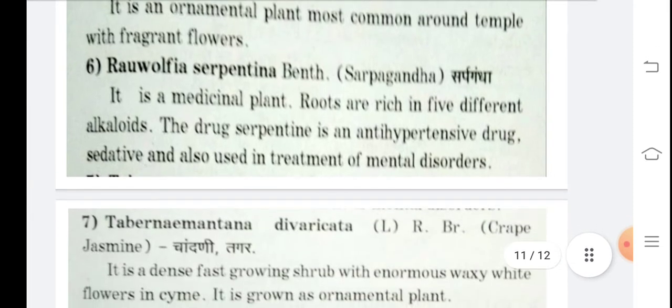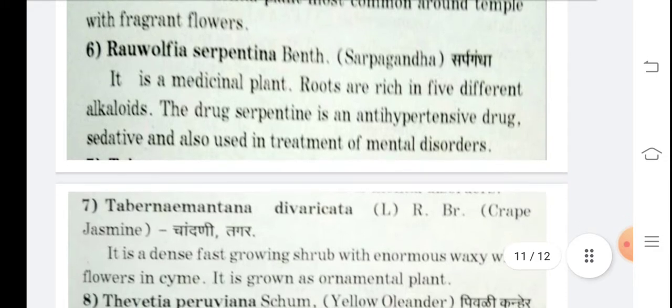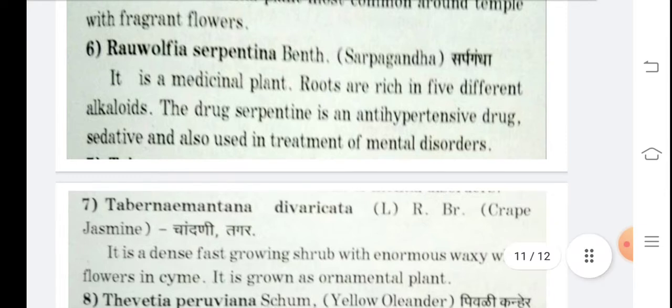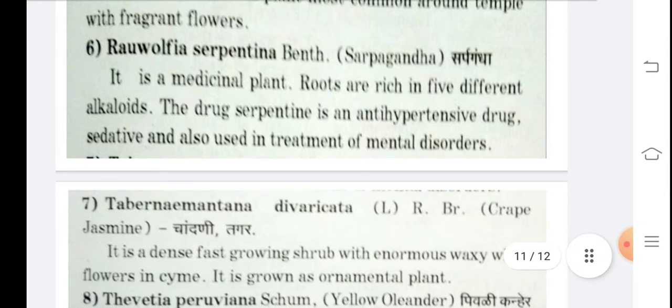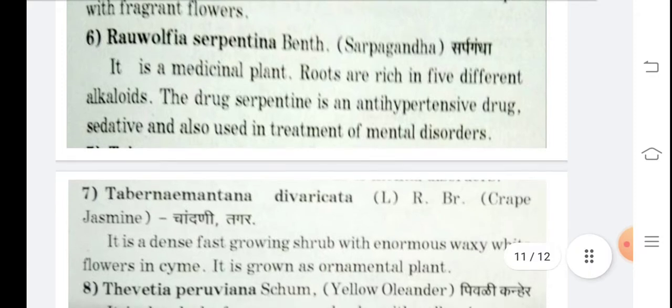And Rauwolfia serpentina, Sarpagandha. So rich in 5 different alkaloids. So it is a good anti-hypertensive drug. After the snake bite, generally it attacks, therefore it is used as anti-hypertensive, that is for hypertension or hypotension as we say. So BP is reduced.